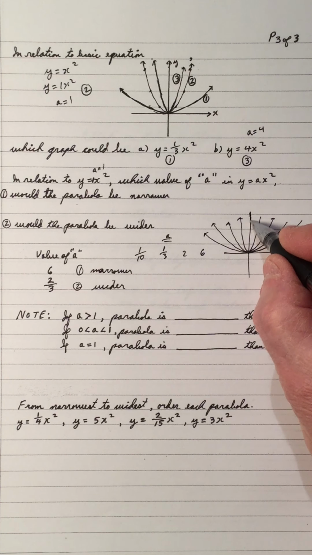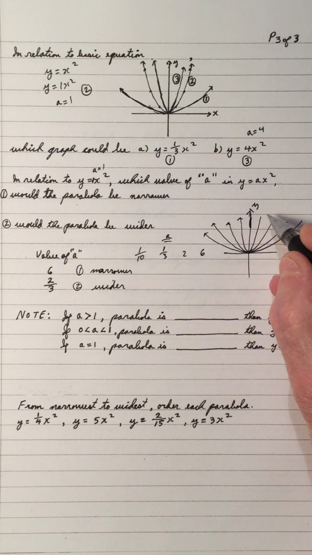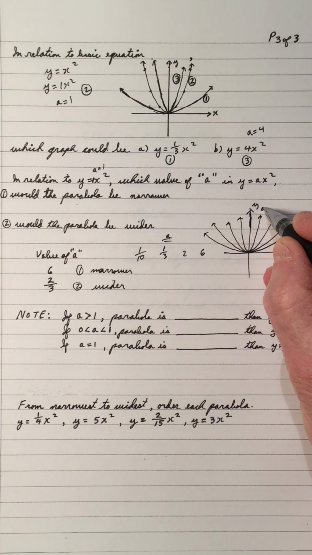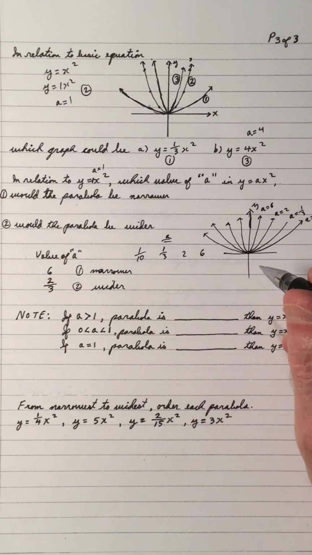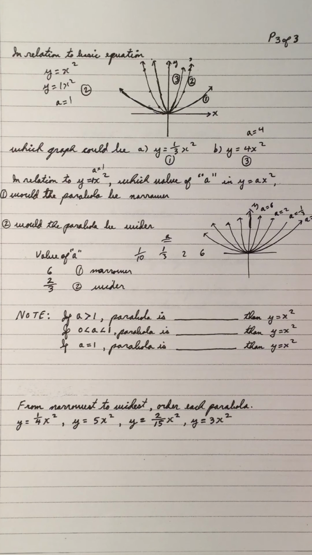So this is the y-axis. This is the one where A is 6. This is the one where A is 2. This is the one where A is 1/3. This is the one where A is 1/10. Because the bigger the number, the narrower the parabola is going to be.